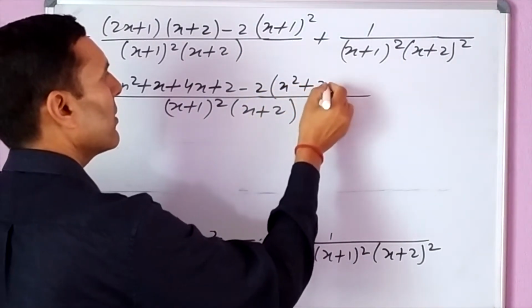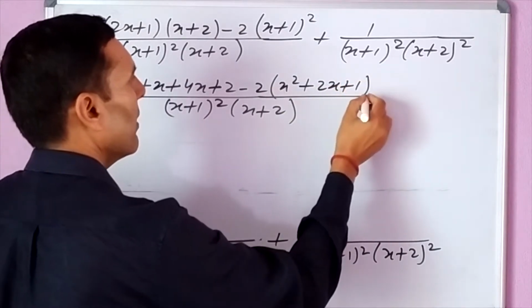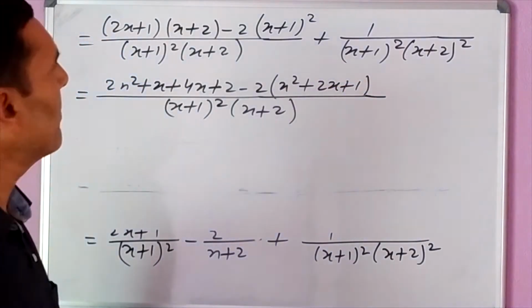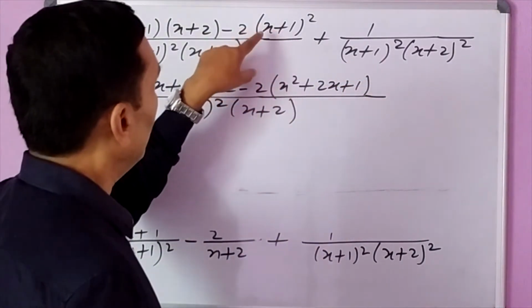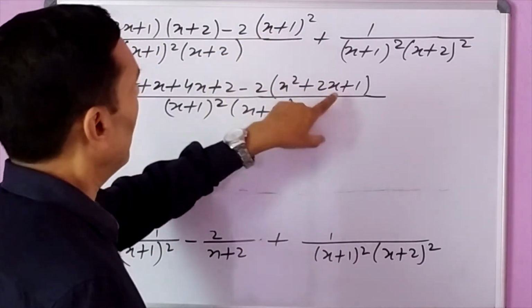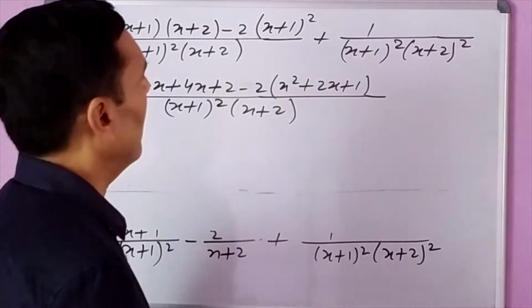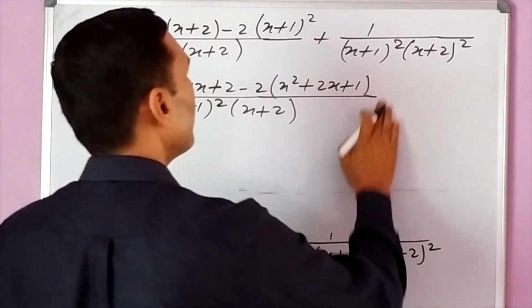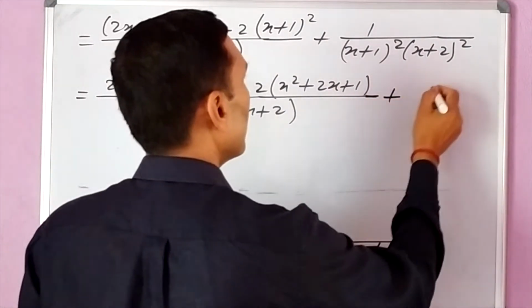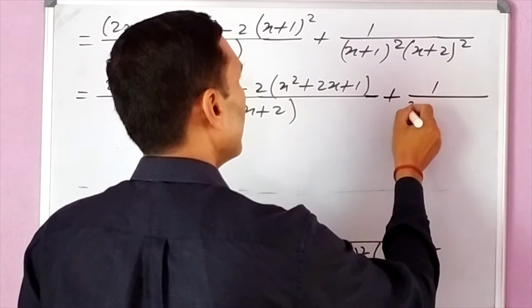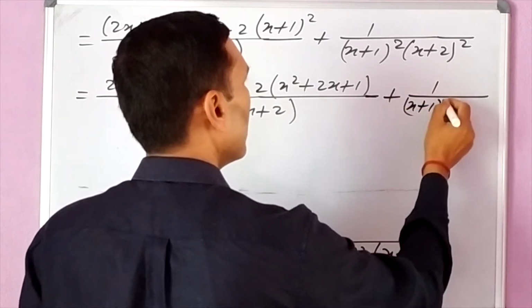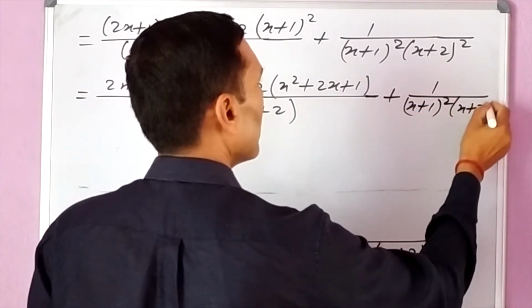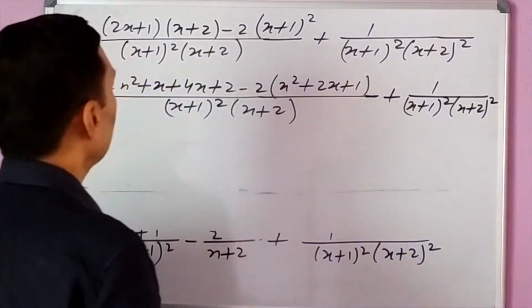a^2 + 2ab + b^2, because b is 1. So 2a is x and b is 1, and so it is x^2 + 2x + 1. b^2 is 1 square, it is 1. And plus the last term as it is, (x+1)^2 (x+2)^2.